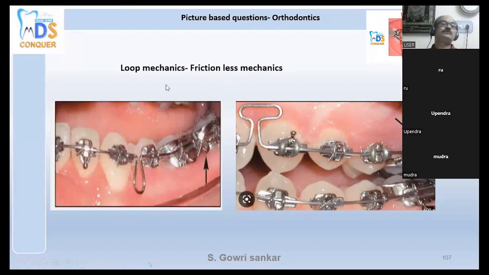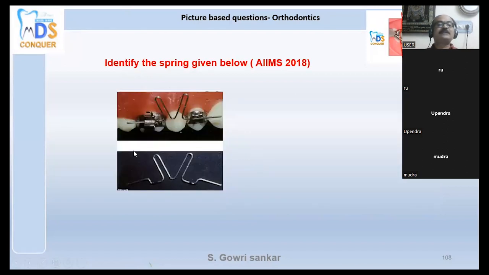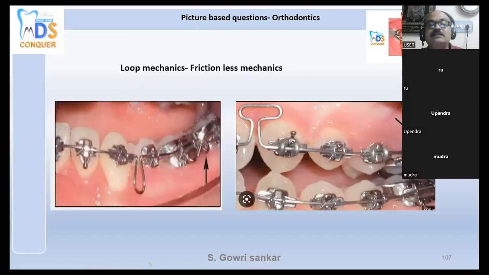Yes, okay, thank you. So again, there are two things in friction or loop. If I use from molar to molar, it is called a complete arch wire. If I use only part of the segments, it is called segmental. If it is from molar to molar, either sliding or loop, it is called continuous mechanics. If I use only one part, if I segregate my posterior and anterior and try to pull, it is called sectional mechanics.